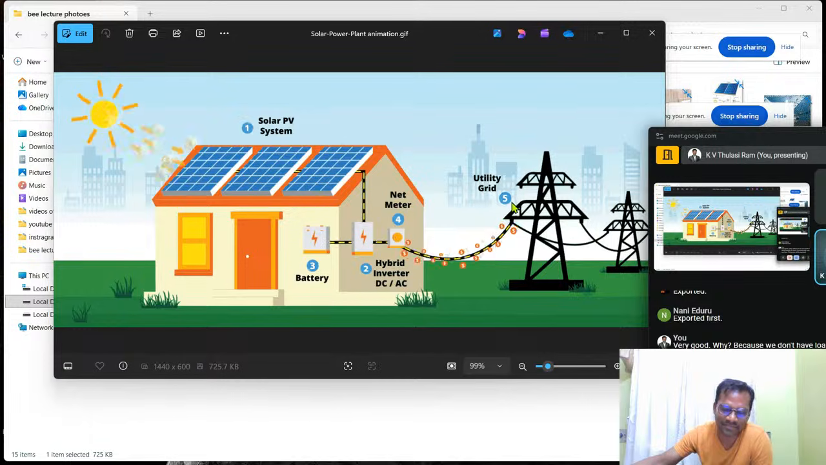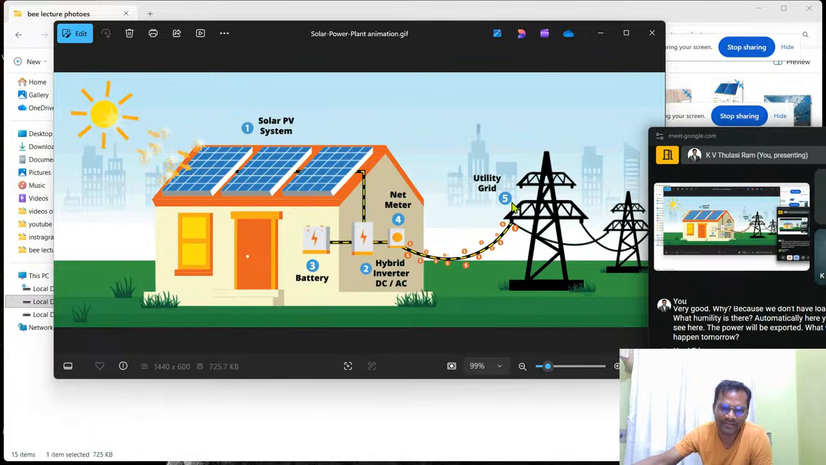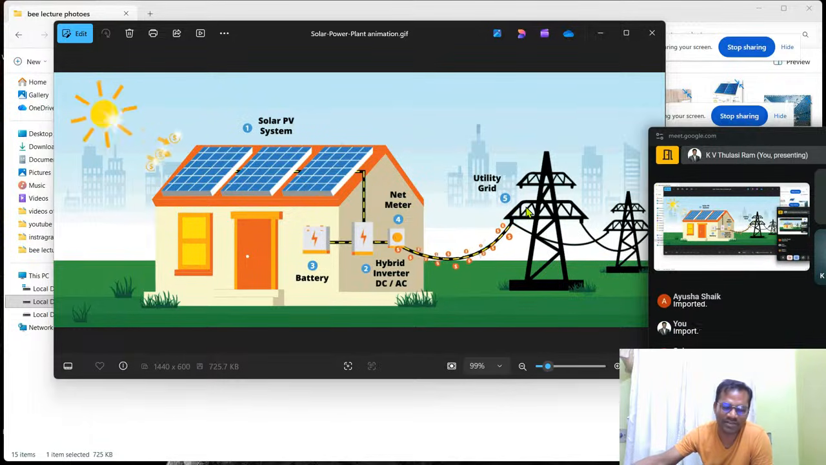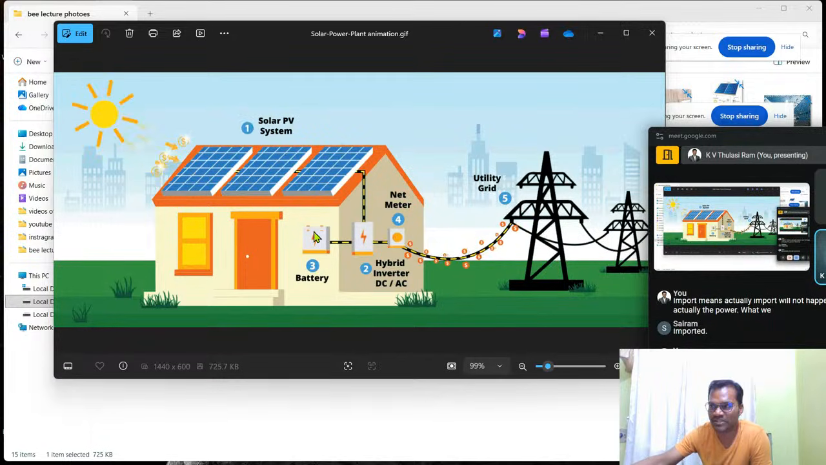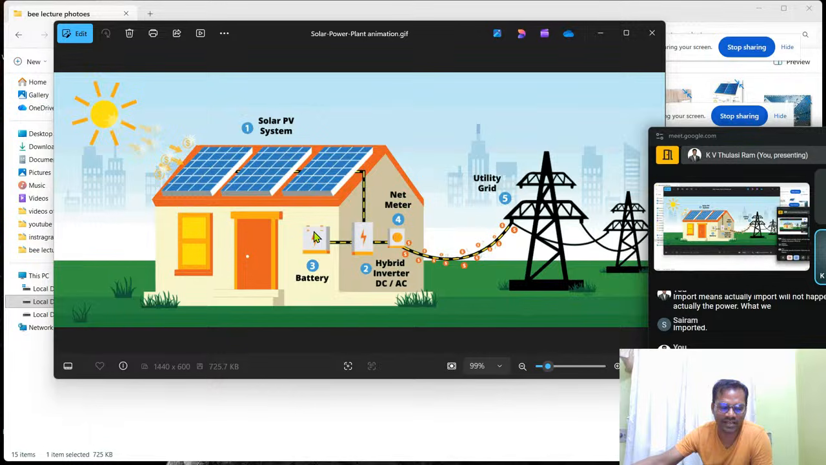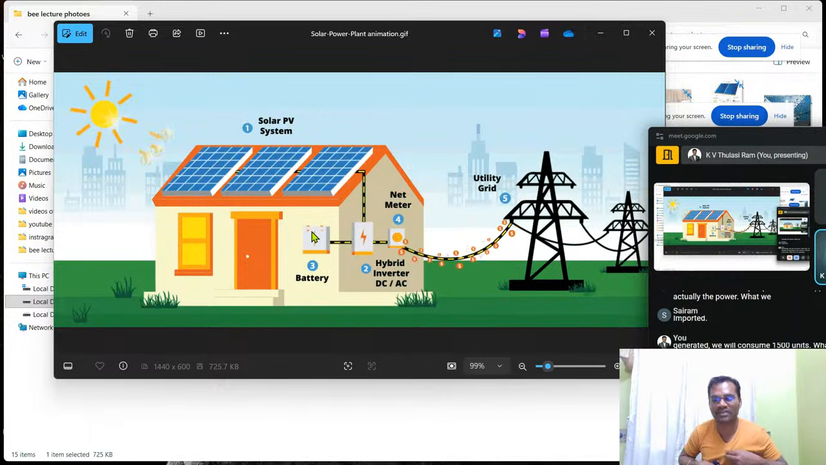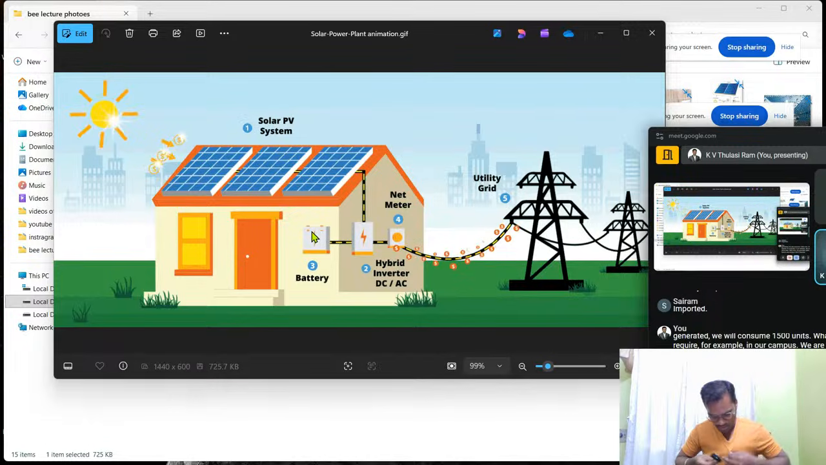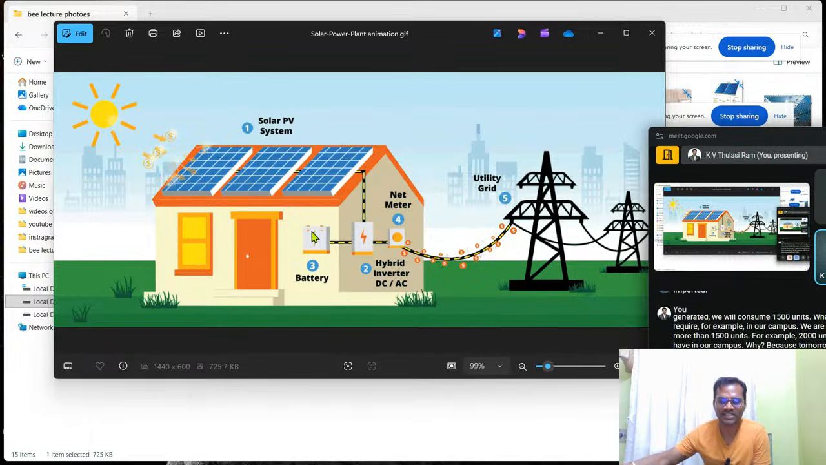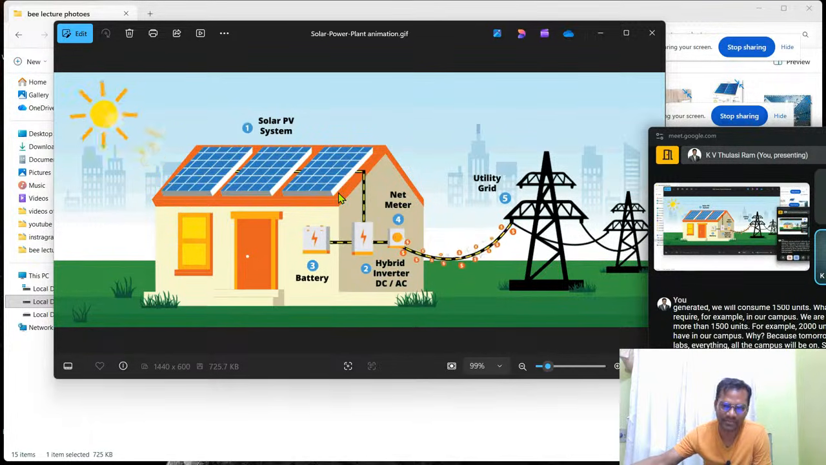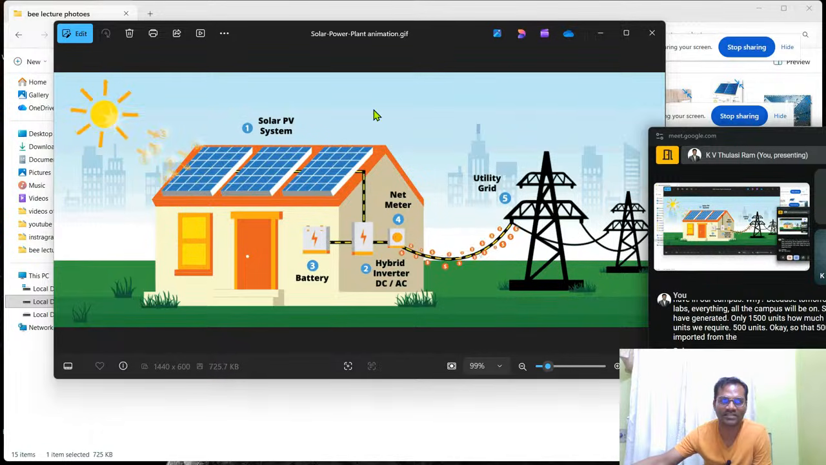What will happen tomorrow? Import. Import means actually import will not happen. Actually, the power we generated, we will consume 1500 units. For example, in our campus we require more than 1500 units, for example 2000 units. Why? Because tomorrow all the labs, everything, all the campus will be on. So we have generated only 1500 units. How many extra units do we require? 500 units. So that 500 will be imported from the grid, and that's how it works.